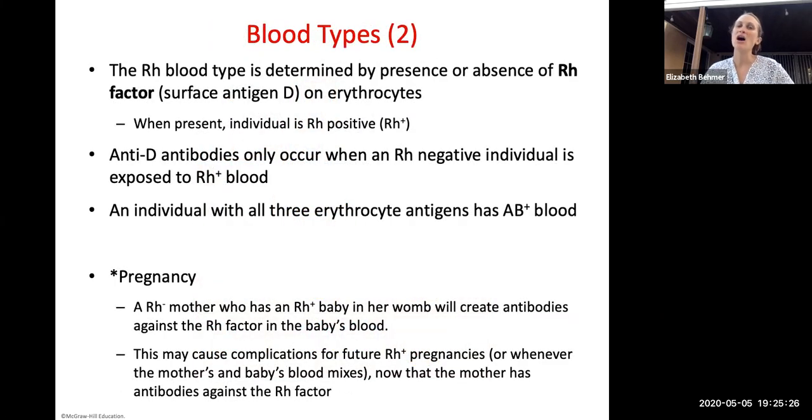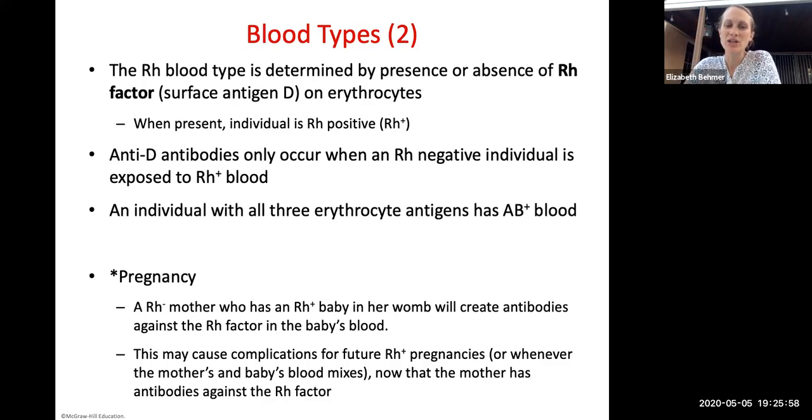This explains the Rh factor. It's determined by the presence or absence of that surface antigen D. When it's present, you are positive for it. And anti-D antibodies can only occur when an Rh negative individual is exposed to Rh positive blood. A person who has all three antigens on their red blood cells would be AB positive, because they'll have A, they'll have B, and then they'll have that D surface antigen.